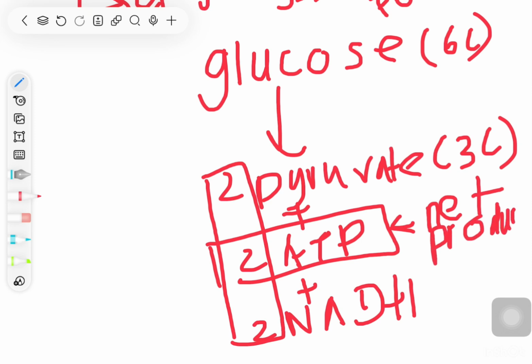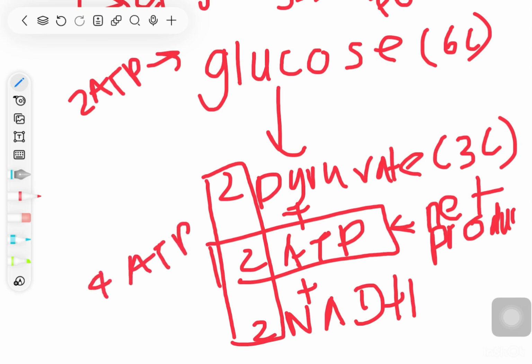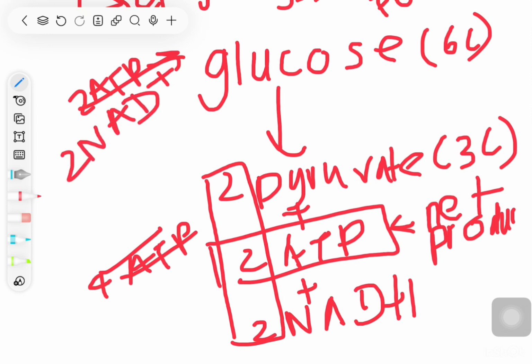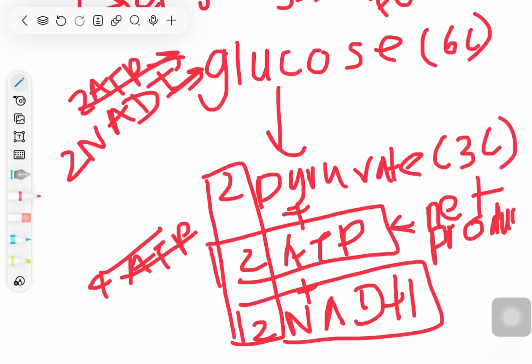What does this mean? It means initially 2 ATP molecules were used up, and finally it gives us 4 ATP molecules. Then if you calculate the net production, it's going to be 2 ATP molecules, right? Okay, and to do this glycolysis process, we use 2 NAD plus initially. This NAD plus is reduced into 2 NADH in the glycolysis process. Right, so that is the first step of lactic acid fermentation.